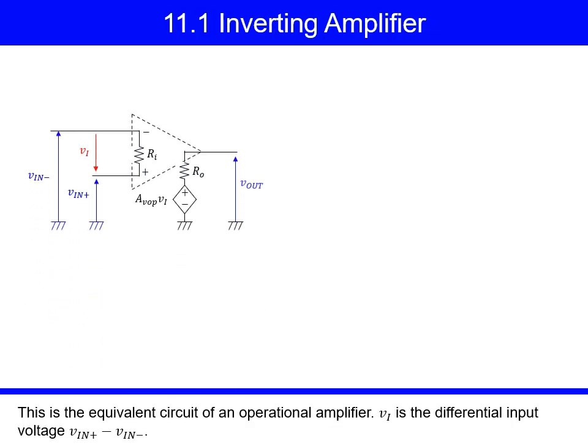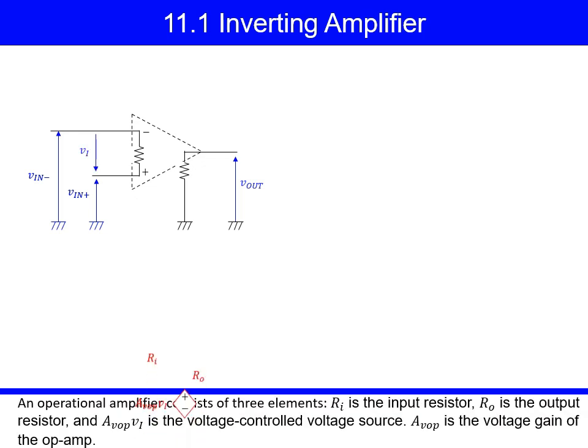This is the equivalent circuit of an operational amplifier. Vi is the differential input voltage, Vin+ minus Vin-. An operational amplifier consists of three elements. Ri is the input resistor, Ro is the output resistor, and AVOP·Vi is the voltage-controlled voltage source. AVOP is the voltage gain of the op-amp.